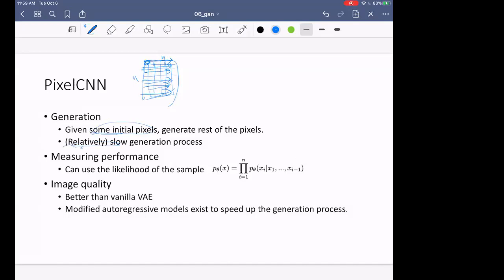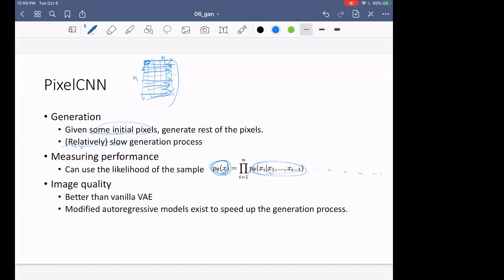But measuring performance is very straightforward, because you're explicitly modeling the data distribution, the image distribution, by factorizing it. So you can actually calculate this value for your X prime. You sample a new fake image, and then you can calculate this value by simply multiplying all these. And of course, you want to calculate the log probability rather than the actual probability. So you can calculate the log likelihood of your sample, and that's how you know the performance of your model.